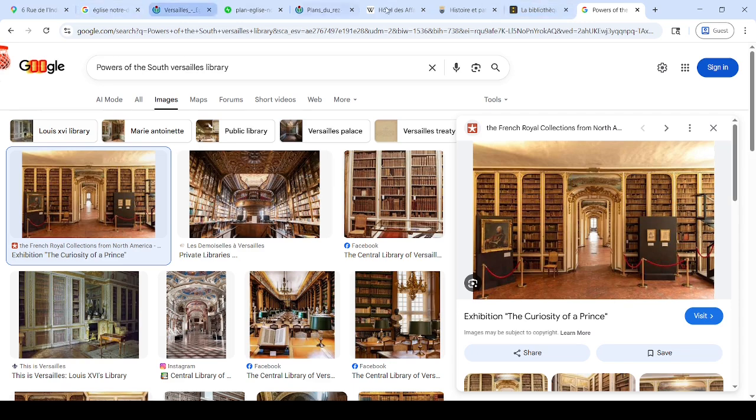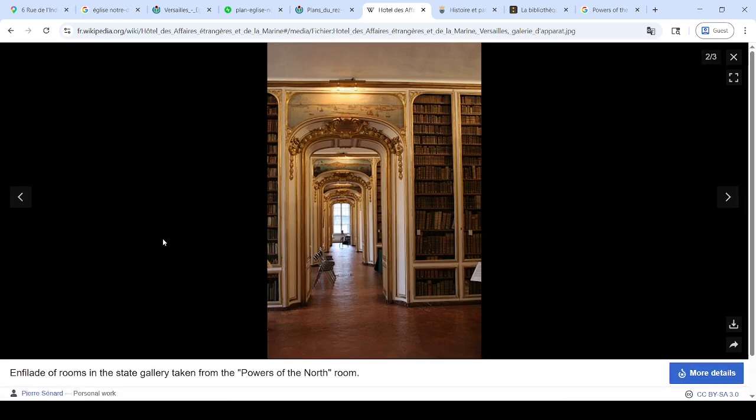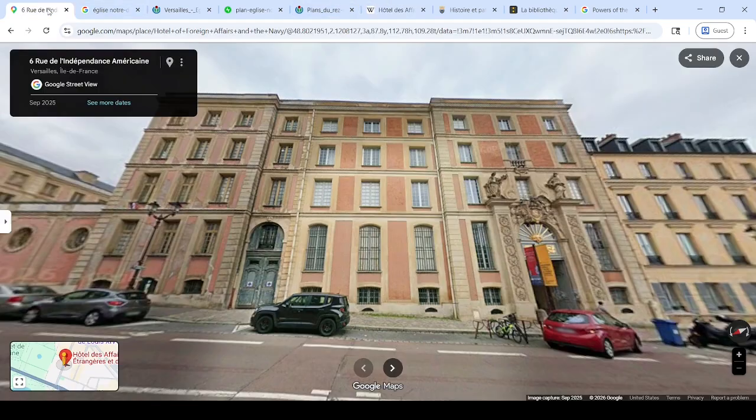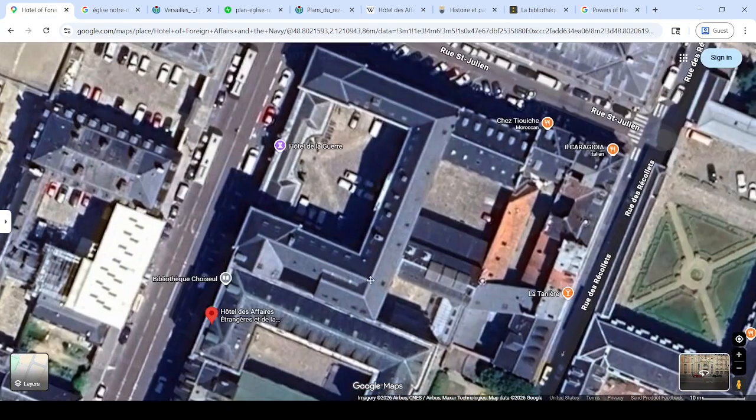Sometimes things will just jump out at you when you least expect it. But let's see, it's a gallery that looks all the way down the length of the building. So that has to be pretty long. So if we go back to the map, we go back and look above, it's got to be that long section.